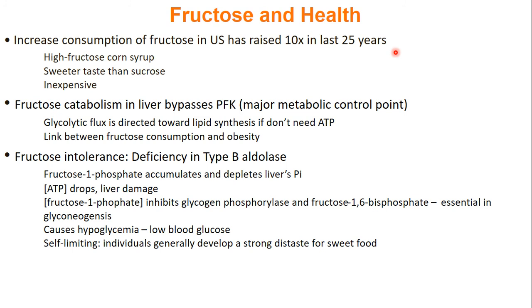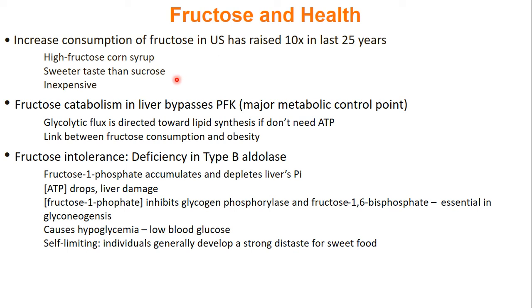Now let's look at fructose and its effect on health. In the United States, over the last 25 years, the amount of fructose that people eat has gone up roughly 10 times, tenfold. And the reason for this is high fructose corn syrup. Fructose is sweeter than sucrose, and it's really cheap to make.